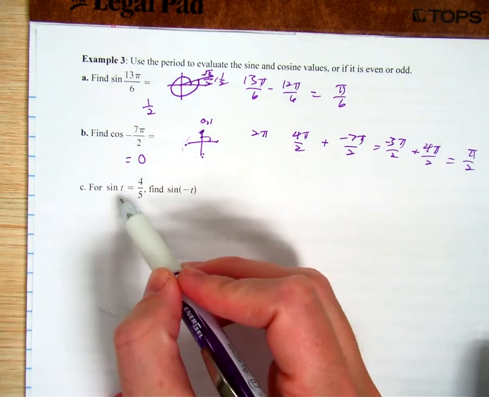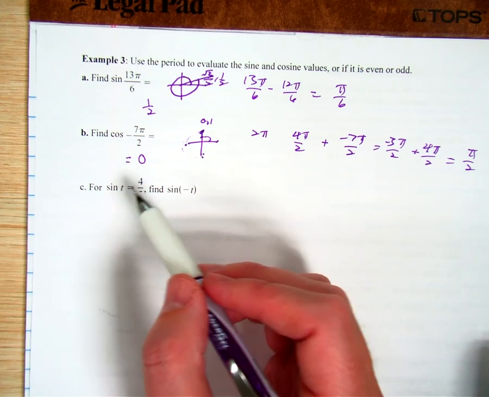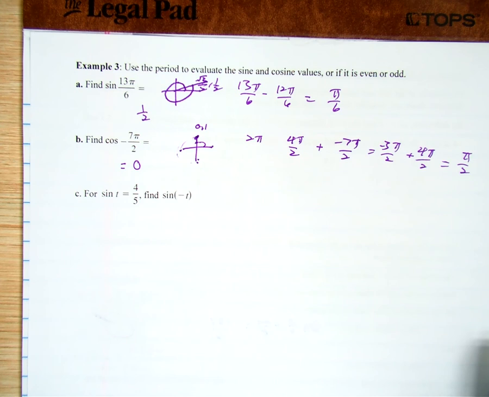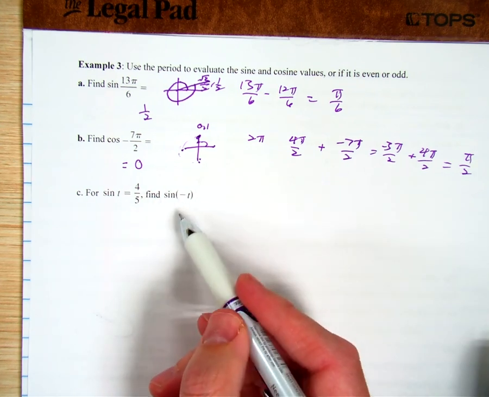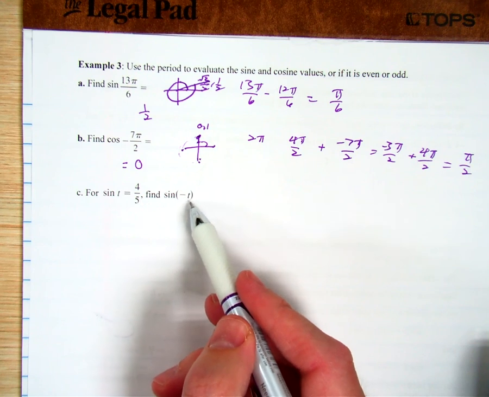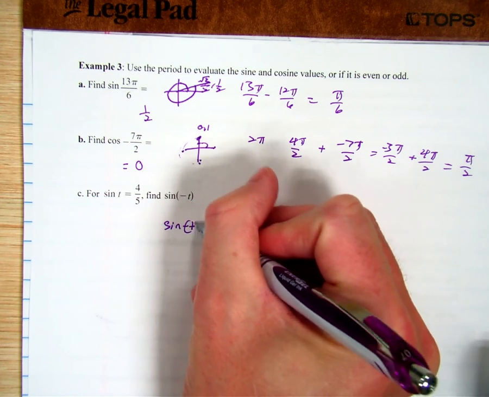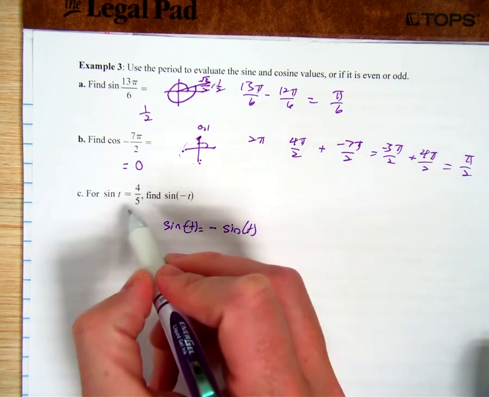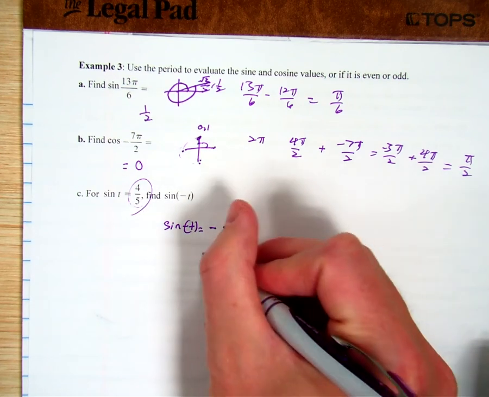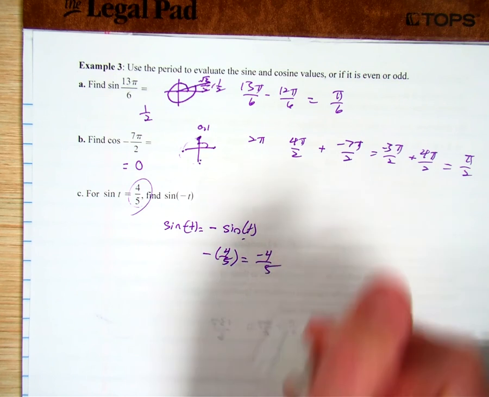Okay, pay attention here. Sine of t, they're not telling you what the t is, what radian it is. They're just saying sine of t equals 4/5. What would sine of negative t equal? We know that sine is odd, so sine of negative t would equal negative of whatever sine of positive t was. We know positive t was 4/5, and thus we get negative 4/5.